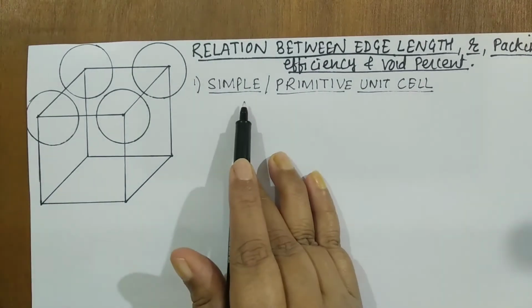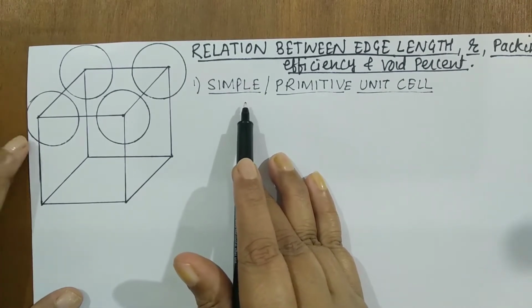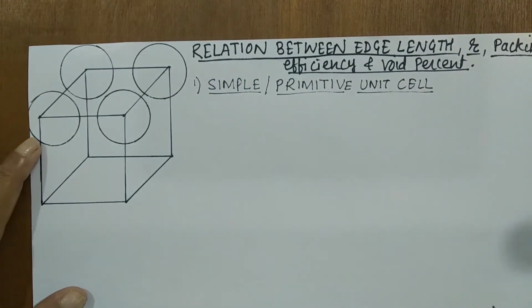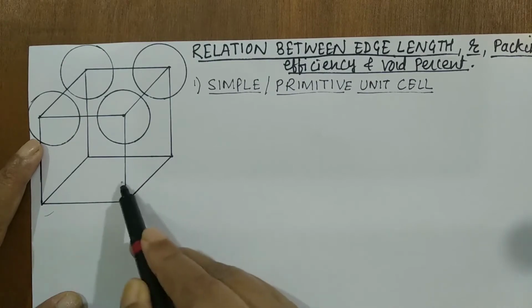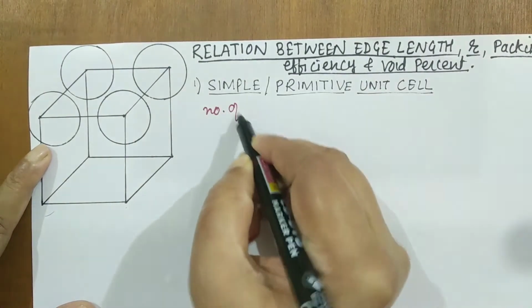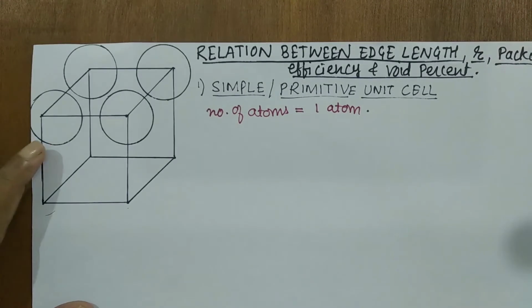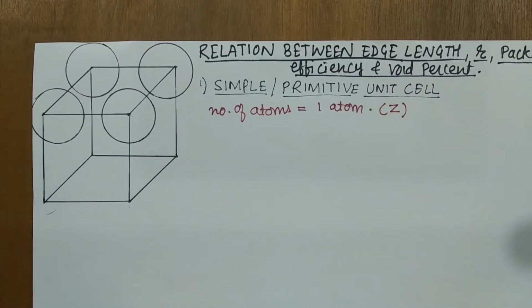Now, as we are talking about the simple or the primitive unit cell, you know that for a unit cell of simple or primitive type, the number of atoms is equal to 1 because there are 8 atoms at the corner. I have not shown all the 8 atoms here. You can show the atoms here also at the lattice points. So the Z value, or the number of atoms for this cell, is equal to 1 atom. So you have to take this value as the Z value. We'll be using the number of atoms. So let us start the derivation to get the equation.